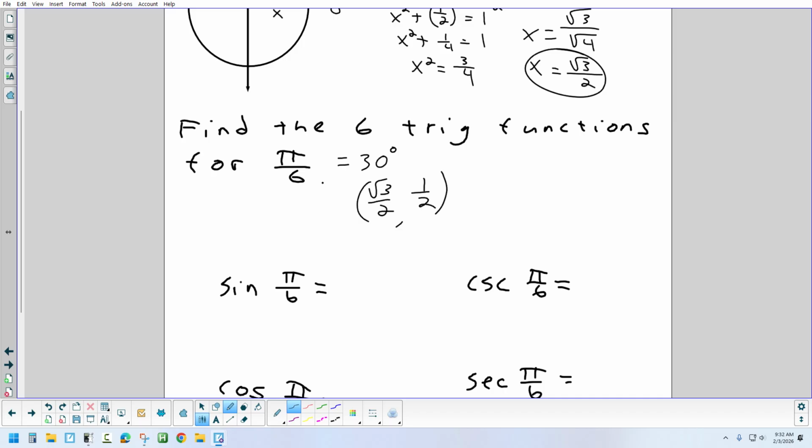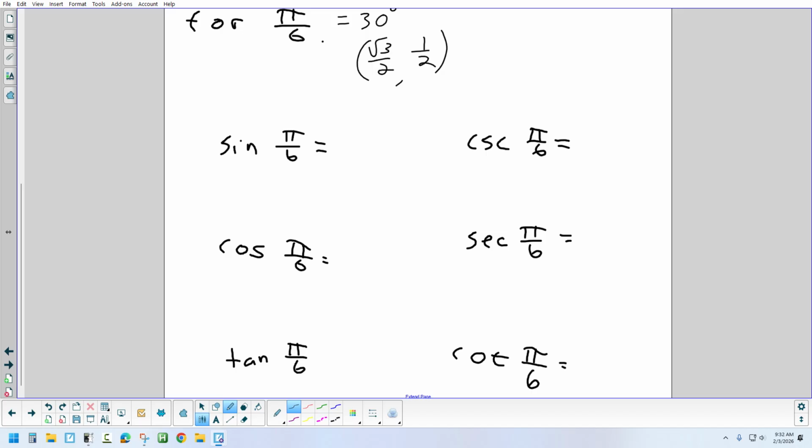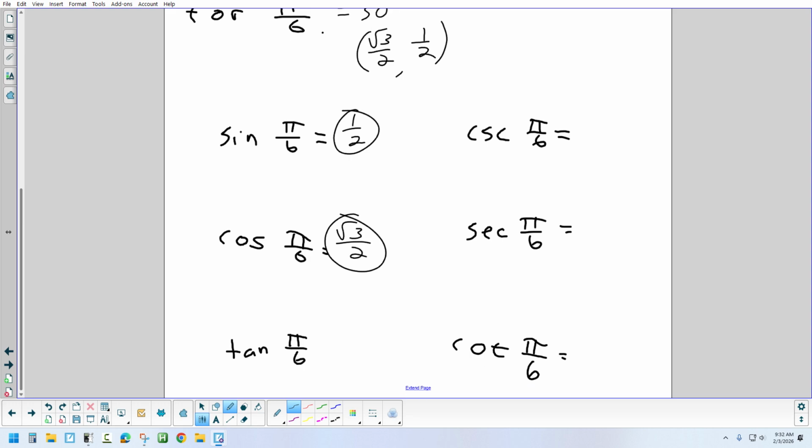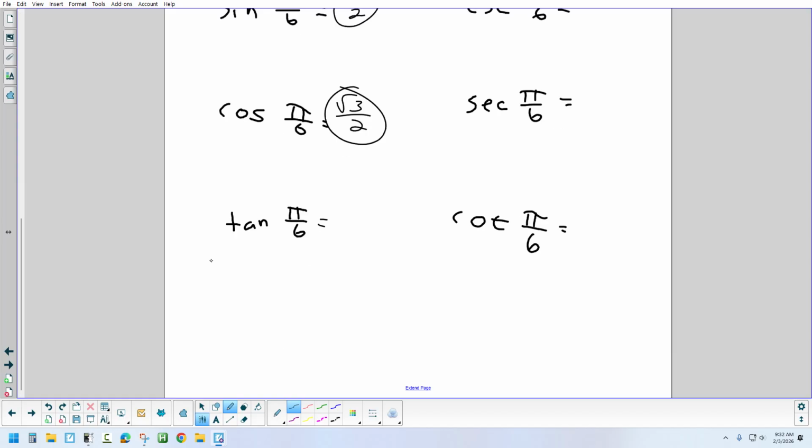Now we got the coordinate, we can write down all 6 trig functions. All right, let's start with the sine. Christian, what's the sine of pi over 6? 1/2. Okay, Quinn, what's the cosine? Square root of 3 over 2. And Madison, how am I going to find the tangent? 1/2 divided by the square root of 3 over 2. So we got 1/2 divided by the square root of 3 over 2. And can you tell me how I would simplify that? Square root of 3 over 2.